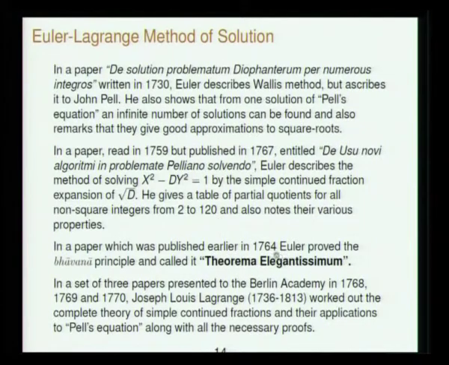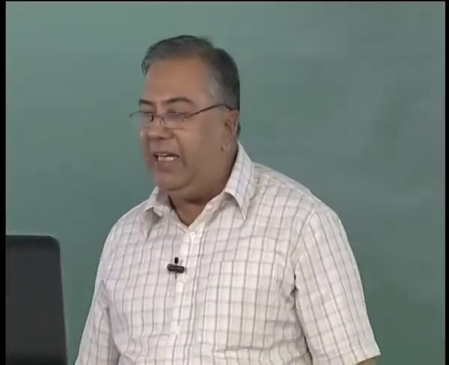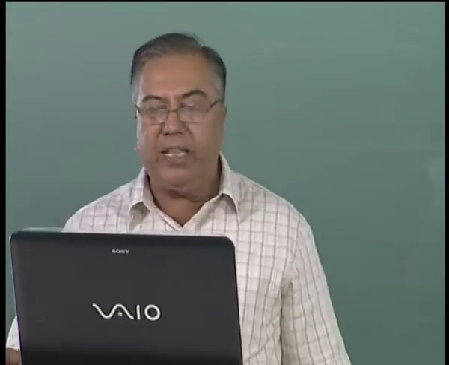And in 1764 Euler rediscovered the Bhavana principle. He called it the most elegant theorem, elegantissimum, meaning taratama as we say in Sanskrit. So this is the most elegant theorem. And in 1768 to 70 Lagrange wrote a series of papers where he proved everything that Euler had done. So the Euler method became well established and proved by 1770.